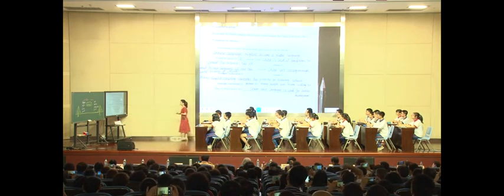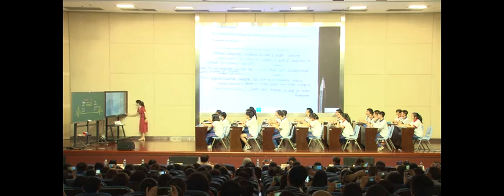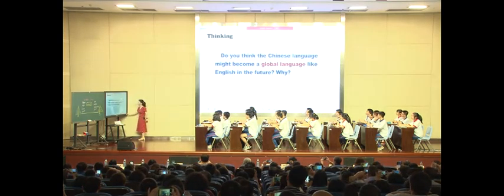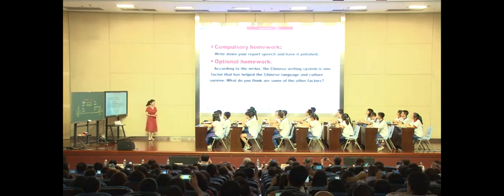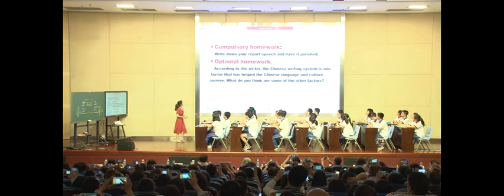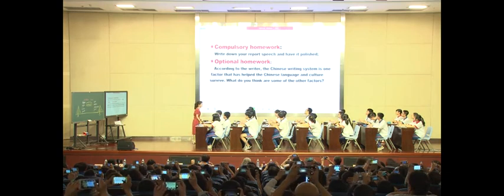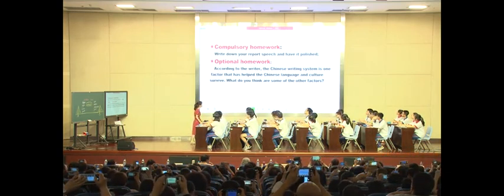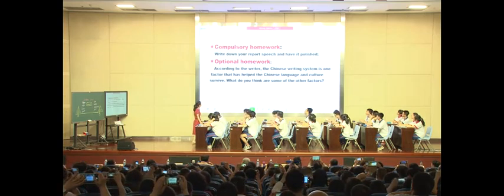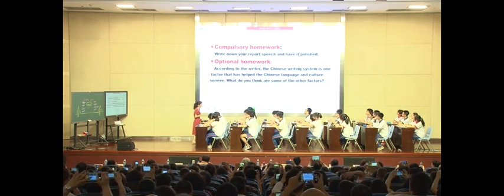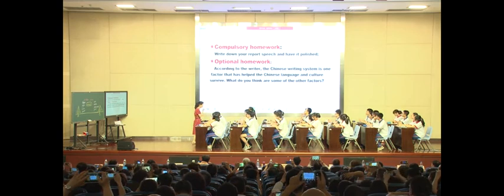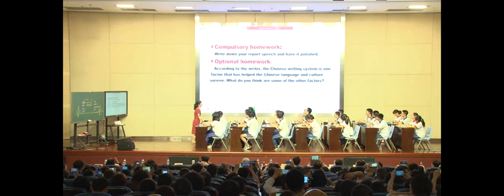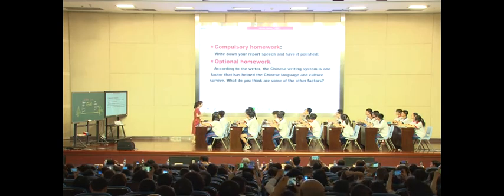Now that's the end of this class. Let's see what the homework for today is. Please write down your report and have it polished. There is an optional job for you to do. In the text we mentioned that the Chinese writing system is one factor that has helped the Chinese language and culture survive into today. In the first paragraph, remember? Could you think about this question? What do you think are some of the other factors? Yeah, this is an optional one.